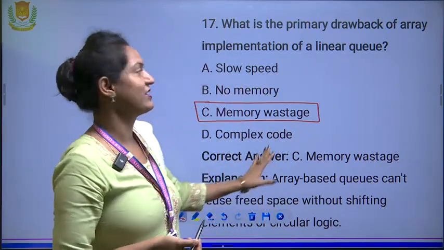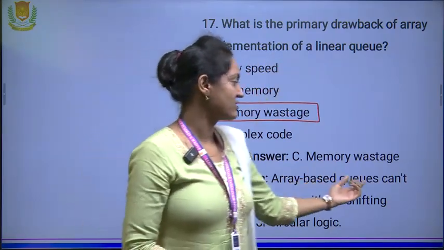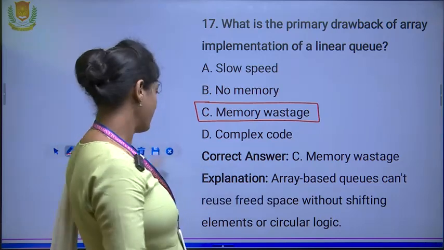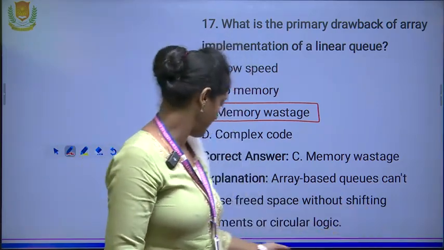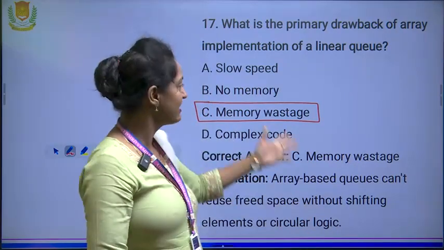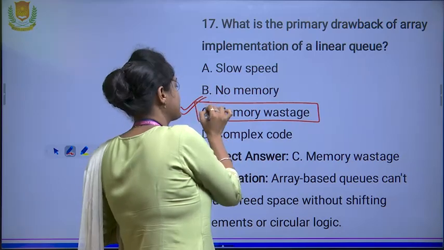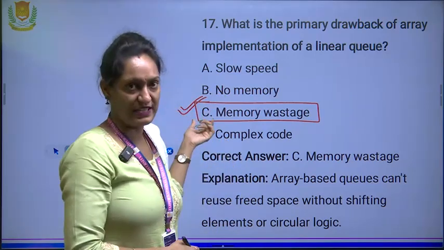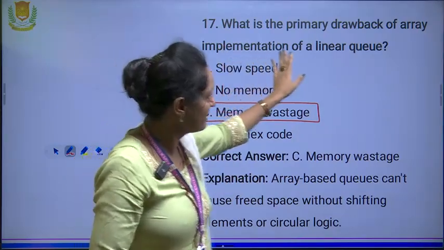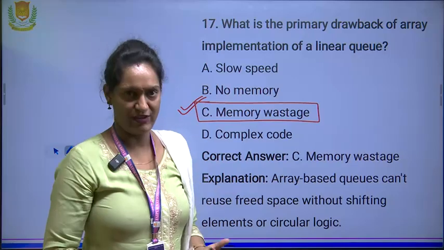The correct answer is memory wastage, because we are using arrays here. Array-based queues cannot reuse freed space without shifting elements or circular logic. That is why here we are wasting memory. So this is the correct option, option C, that is memory wastage in the implementation of linear queues. This is the main drawback of using arrays.